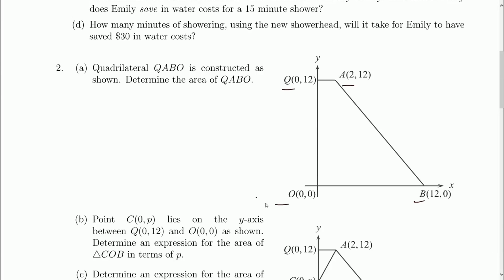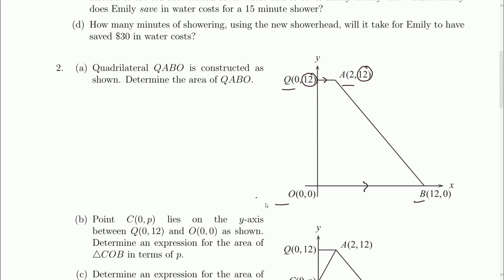Now, it's not just a quadrilateral. I can see here that Q and A have the same y coordinate, so this line here is just a horizontal line. It's going to be flat, parallel to our x-axis. So this thing here is actually a trapezoid as well.